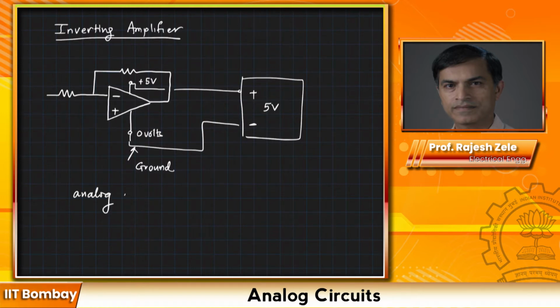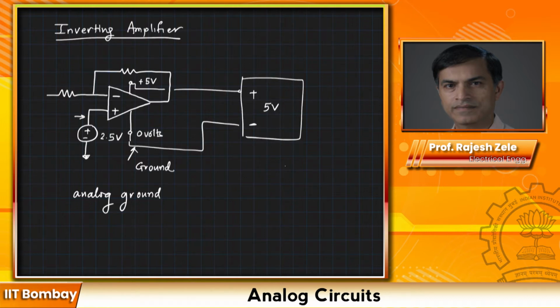Now, the concept of analog ground makes our life easy to analyze the circuit. So in this particular case, as I explained earlier, a good number would be 2.5 volts. So I would apply plus minus 2.5 volts here, and that we would call analog ground.